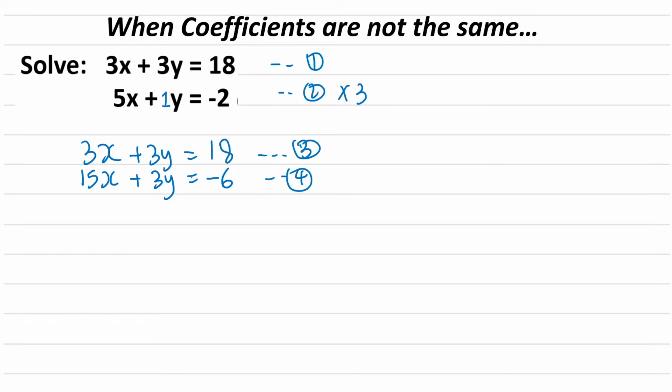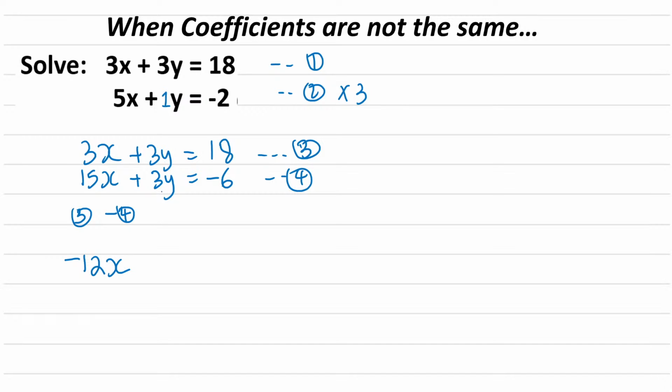What can I do now? Well, I've got plus on both of them, same coefficients, and I need to get rid of them. So how do I do? I'm going to do equation 3 take away 4. So 3 take away 4. Okay, so 3x take away 15. What do I get? 3 take away 15. So that is going to give me negative 12x.